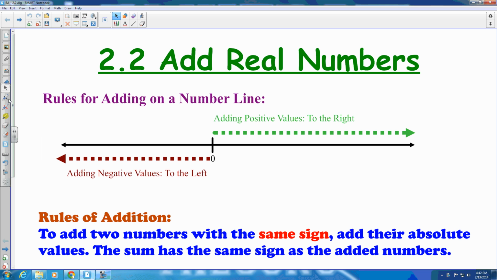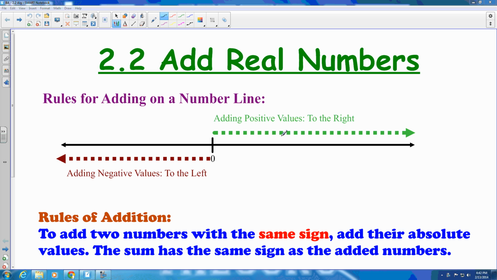All right, we're in section 2.2 where we're going to add real numbers. Adding real numbers is a pretty basic operation. So there are some rules that you have to kind of go by.